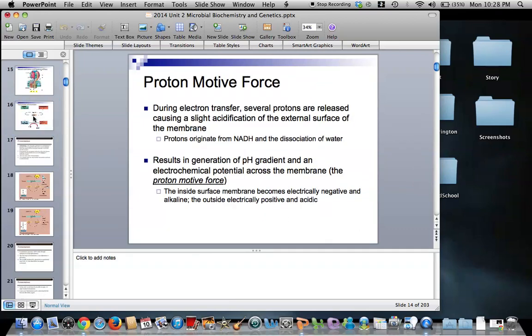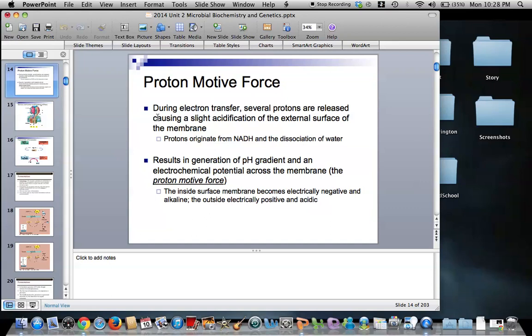Proton motive force. During electron transfer, several protons are released, causing a slight acidification of the external surface. So again, that's the pumping out of the hydrogen, and all of the protons originate here from NADH and the dissociation of water. Hydrogen, yeah. So after it drops off the hydrogen and the electrons, those will eventually go and get picked up. Results in generation of pH gradient in an electrochemical potential across the membrane.